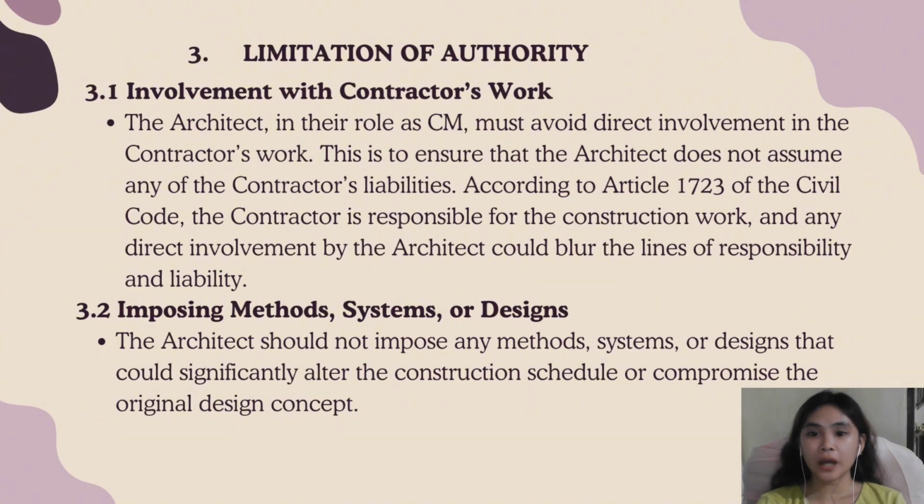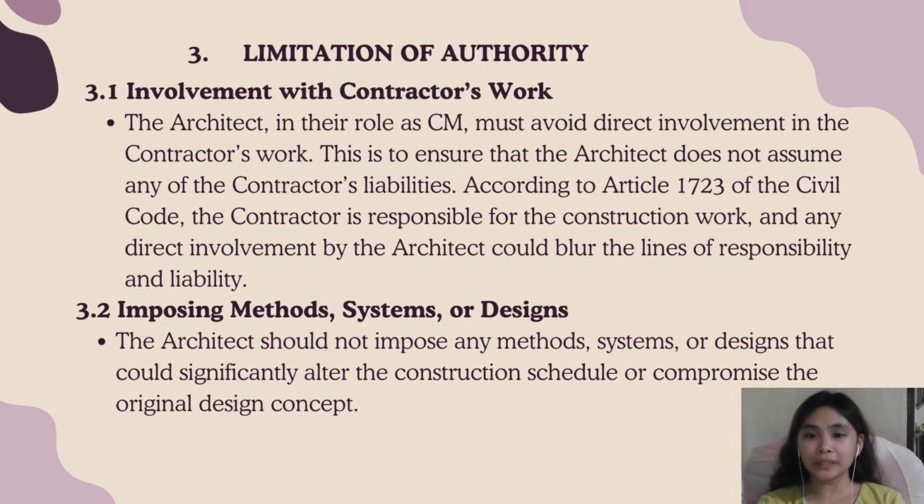Limitation of authority. So, involvement with contractors' work. The architect in their role as CM must avoid direct involvement in the contractor's work. This is to ensure that the architect does not assume any of the contractor's liabilities. According to Article 1723 of the Civil Code, the contractor is responsible for the construction work, and any direct involvement by the architect could blur the lines of responsibility and liability.